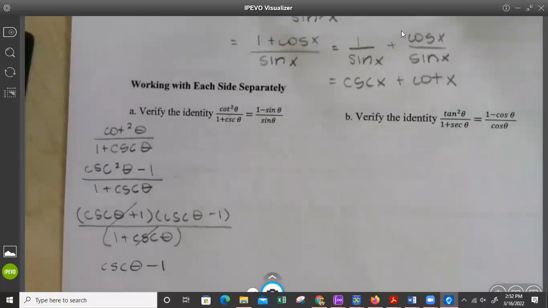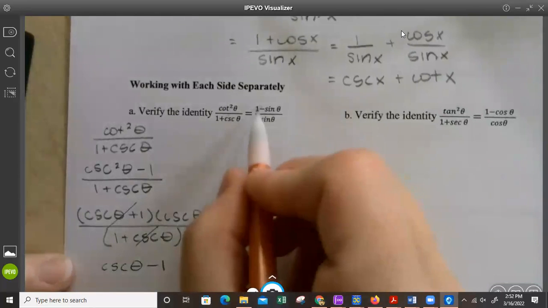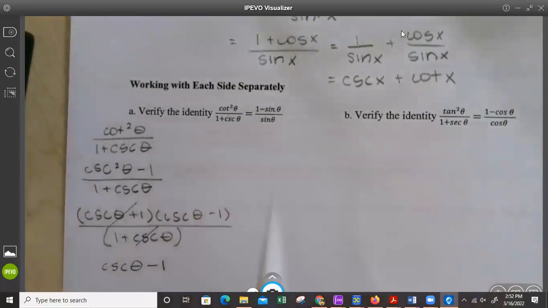Now, it doesn't look like the other side because the other side is a fraction. How do I fix it? If it's add or subtract on the top, that's good. We don't have to do a lot of work. What can we do when it's add or subtract on the top? Say it again.